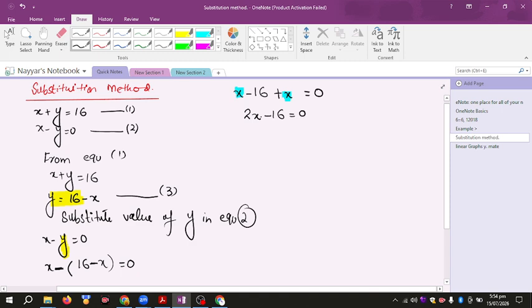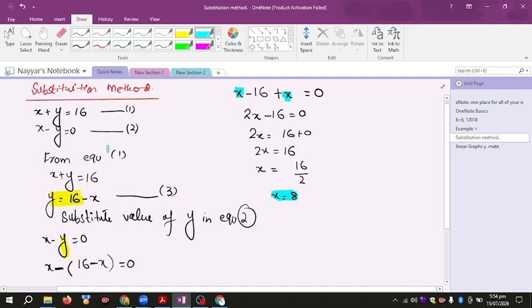You have to find out the value of x, right? So what you will do is move 16 to the other side. It will be added to 0. So you will get 2x is equal to 16. We have to find out the value of x, right? So 2 is multiplying with x. When we move it to this side, it will be divided. So our value of x is 8. This is our value of x. We have found the value of x, right?